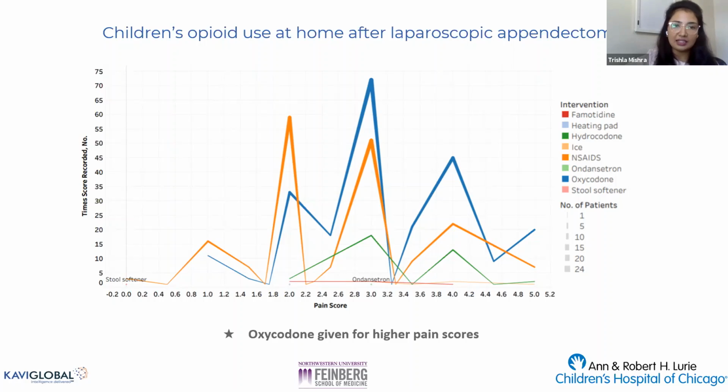Now, as you can see in the graph, for severe pain in the range of 3 to 5, most patients have been taking hydrocodone and oxycodone, which are opioids. And for lesser pain, these patients will be taking ibuprofen. Now, some patients have also recorded usage of stool softener and famotidine, which are not necessarily painkillers. And then others have also recorded usage of ice and heating pad to treat their mild to severe pain.